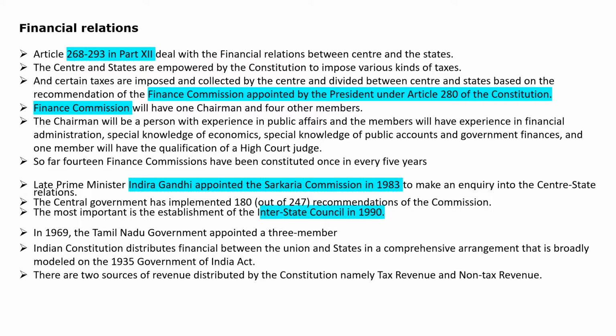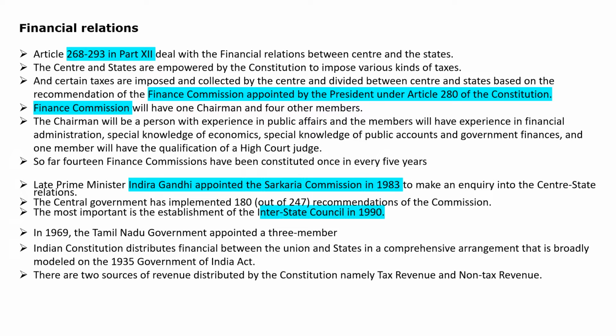The Finance Commission will have one chairman and 4 other members. The chairman will be a person with experience in public affairs, and the members will have experience in financial administration, special knowledge of economics, special knowledge of public accounts and government finances, and one member will have the qualification of a High Court judge. So far, 14 finance commissions have been constituted, once in every 5 years.